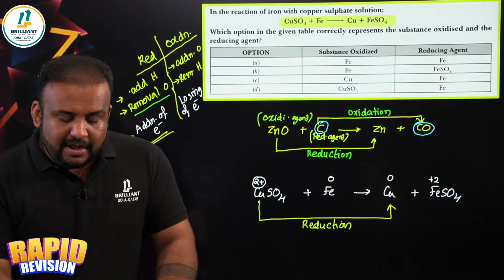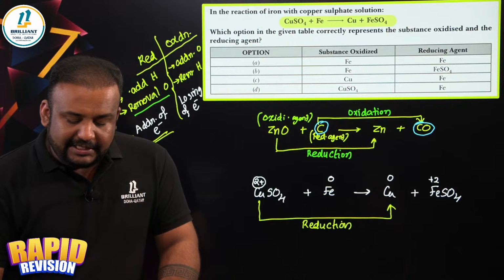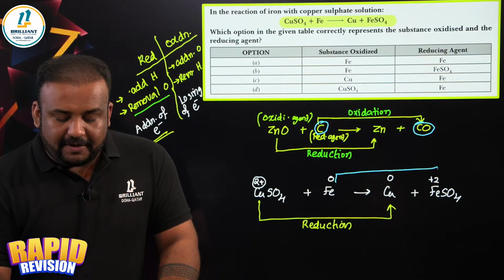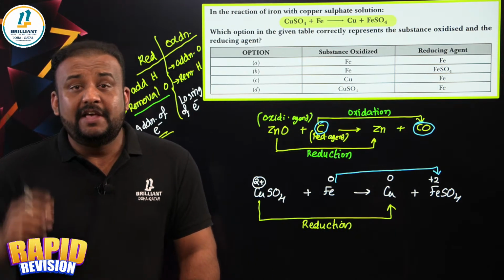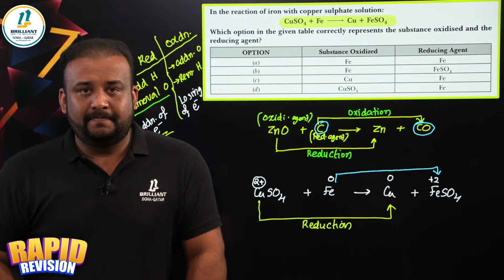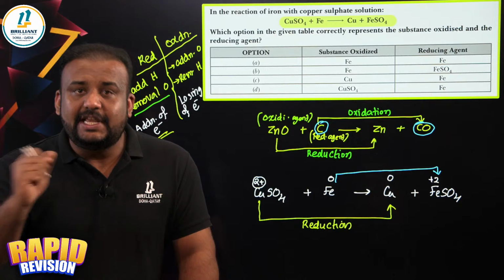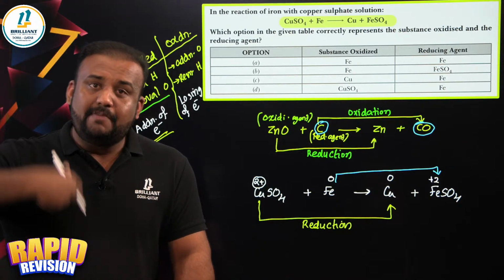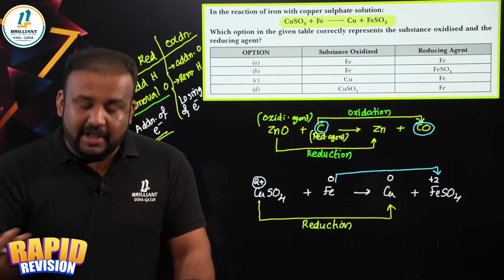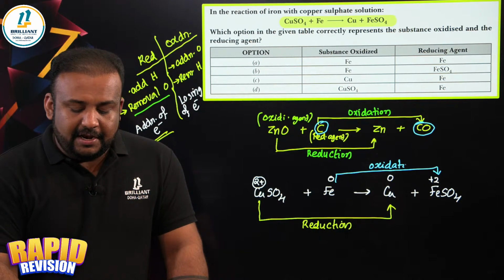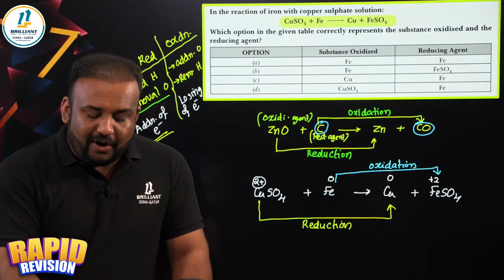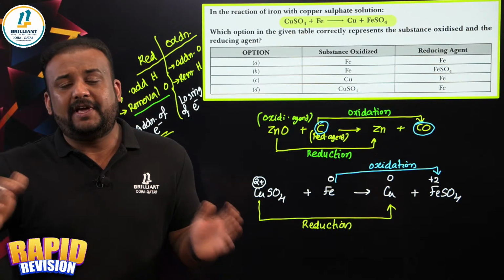Now look at iron. In the case of iron, iron is moving from 0 to +2. When will something become positive in charge? When it loses electrons, right? So Fe is becoming Fe2+. So it is losing electrons. What is losing electrons called? It is called oxidation.